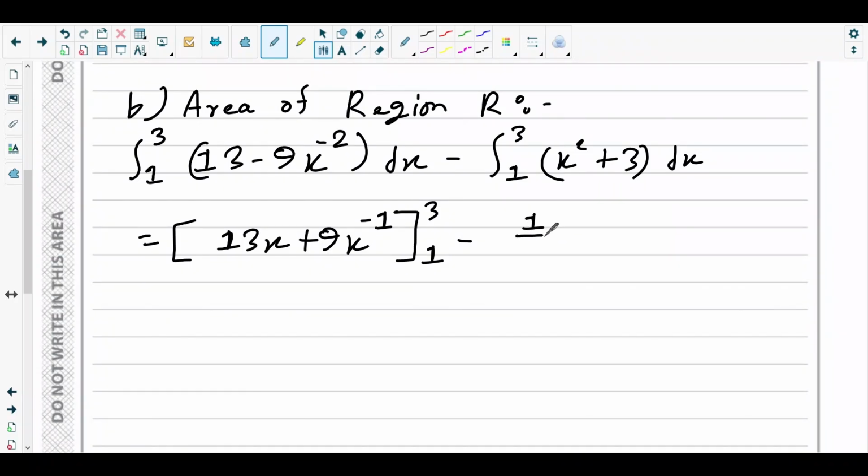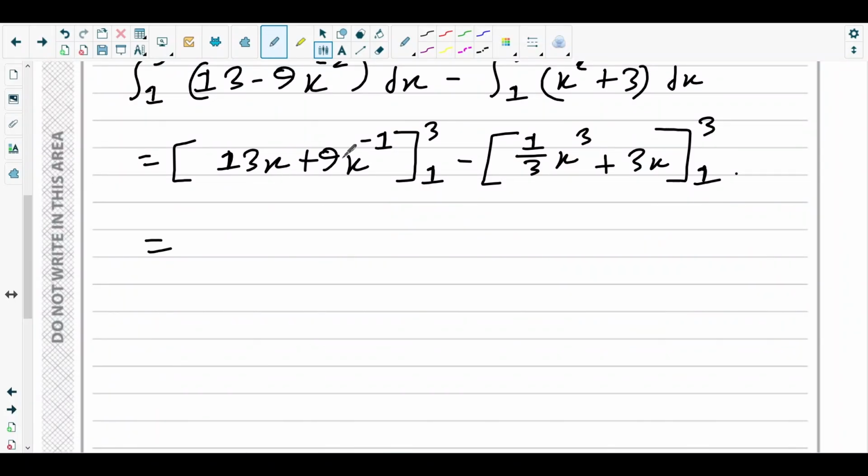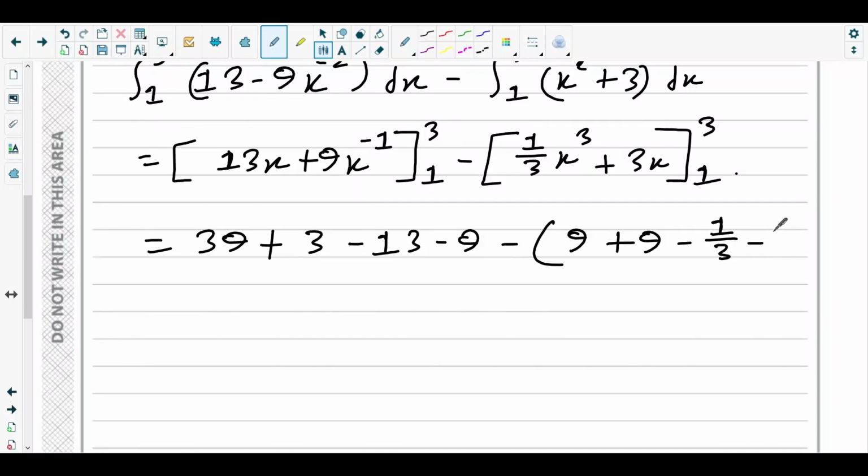In the same way, integrating the second part, you will get 1 over 3 x cubed plus 3x, upper limit 3, lower limit 1. Now find the values. 13 times 3 is 39, plus 9 over 3 is 3. Then minus 13 minus 9. And here you have minus: 3 cubed is 27, 27 over 3 is 9, plus 9, minus 1 over 3, minus 3.